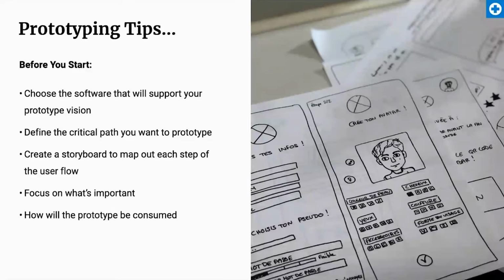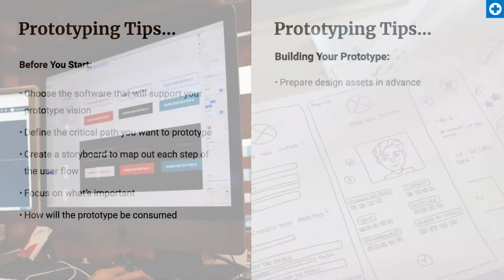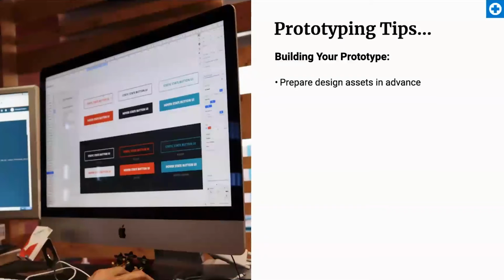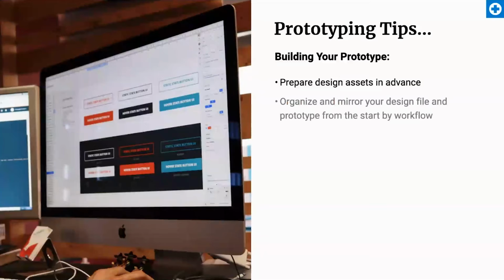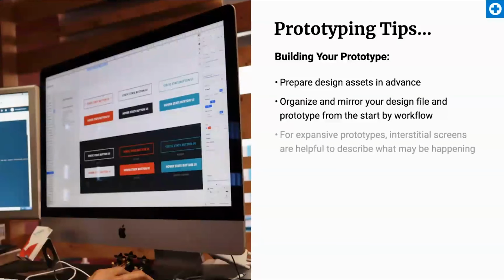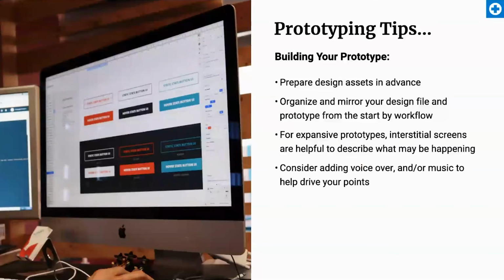Here are more tips for when you're building your prototype. It's always a time saver to prepare your design assets in advance so you're not toggling too much between applications. Organize and mirror your design file and prototype from the start by workflow. Prototypes can get complicated and proper organization can save you hours. For expansive prototypes, interstitial screens are helpful to describe what may be happening between flows. This was mentioned on the previous slide, but besides a voiceover, foreground or background music can also be a nice touch.